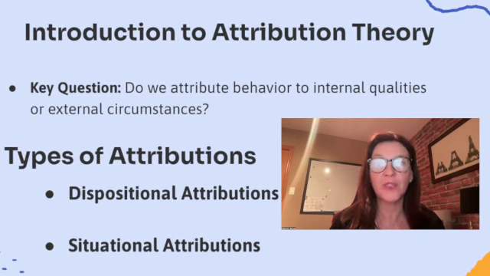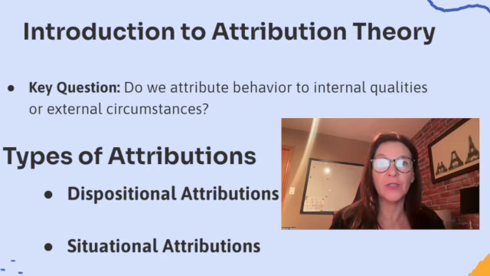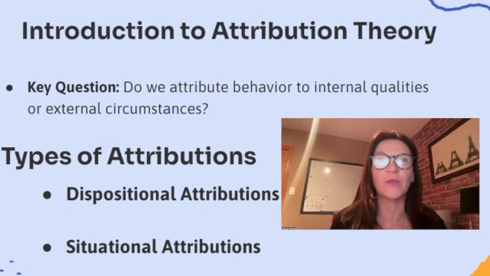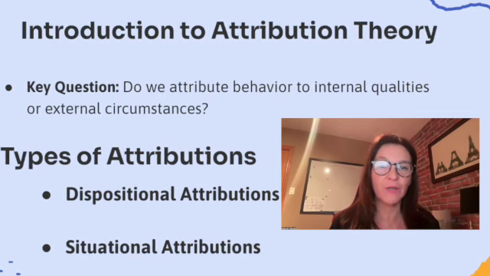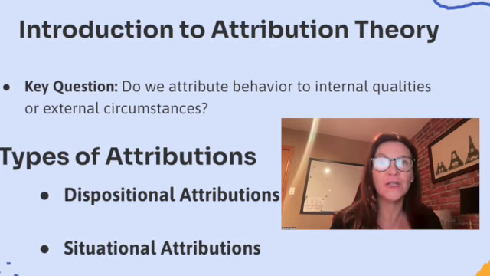Let's start with dispositional attributions. These are when we explain someone's behavior by their internal qualities like personality, intelligence, or effort. Here's some examples for you. Imagine your friend gets a perfect score on a test. You might think they aced the test because they're just naturally smart. Here, you're focusing on their internal ability.